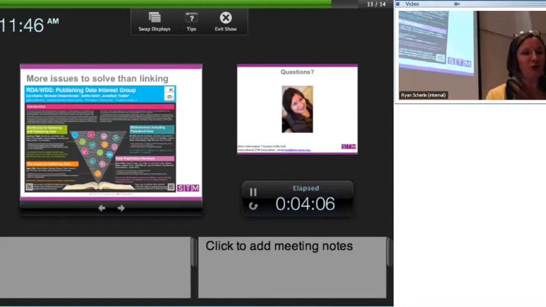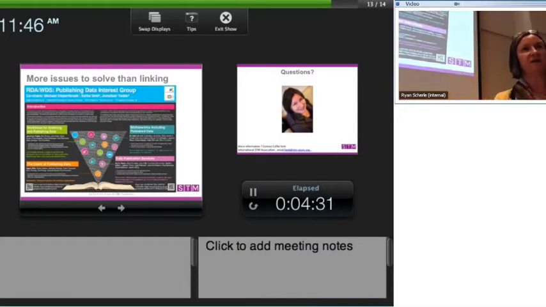This is to show you that there are more issues to solve than linking, although I think that linking is really the first big step, because it's also such an important step to make data discoverable and findable and understandable, because, you know, what is the data if you don't know about the research project around it? It really needs a narrative somewhere. But there are more issues to solve than linking.